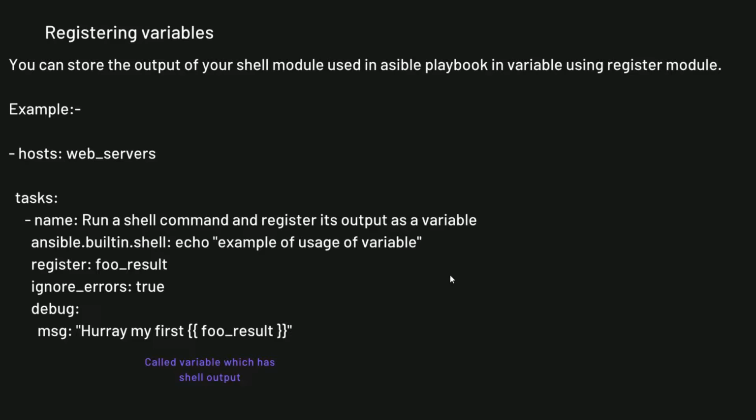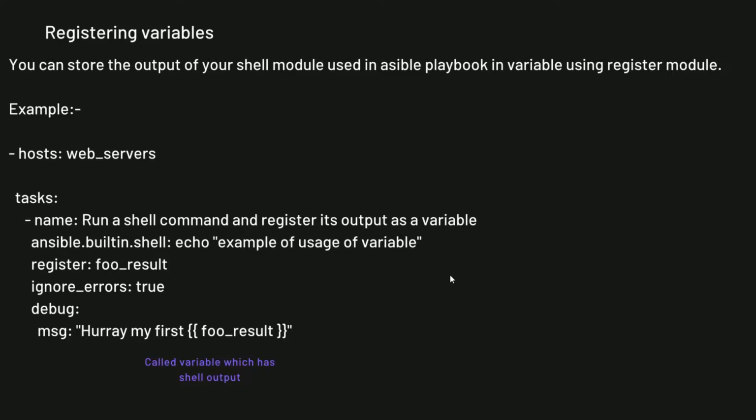So here is an example where I've been using the built-in shell module, and I'm printing with the help of the echo command, example of usage of variable, and I am storing the output of that echo command into a variable called foo_result, and then I'm printing a message called hooray my first. And remember how I'm calling the variable: double curly brackets foo_result and curly brackets close. So that's the way you should refer to the variable.